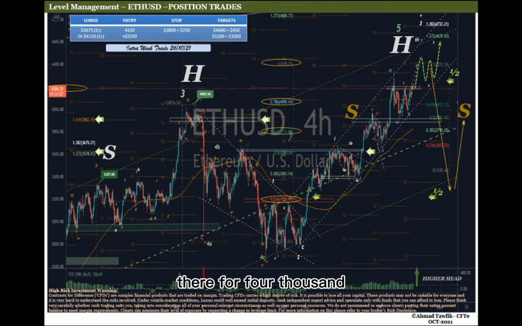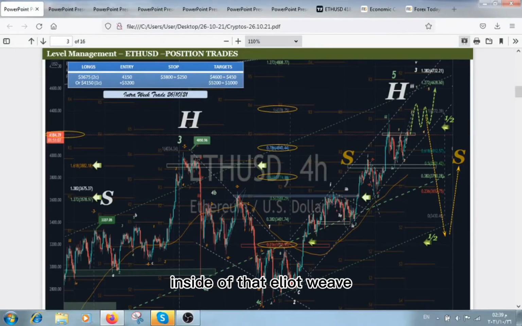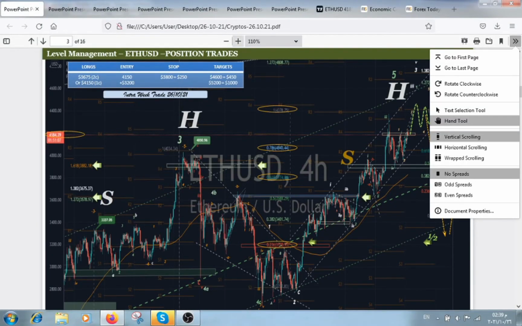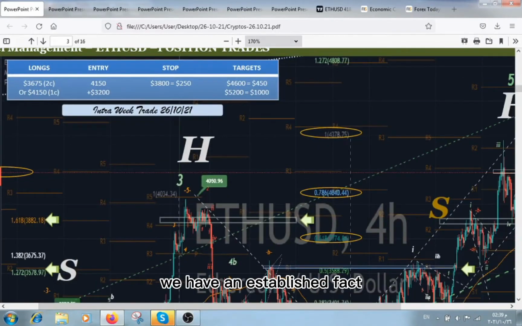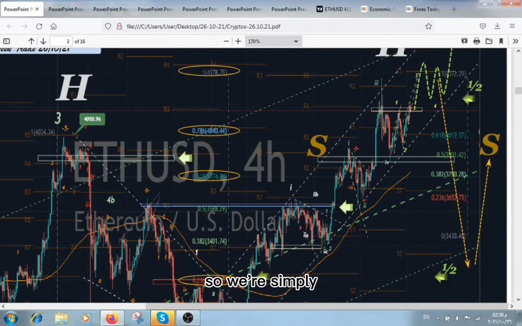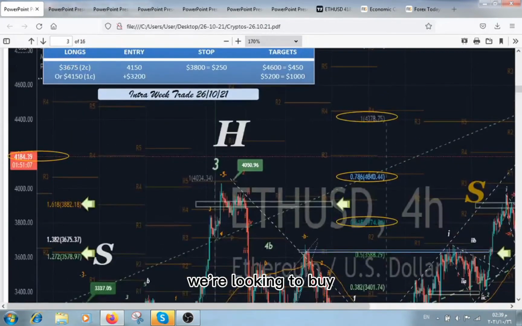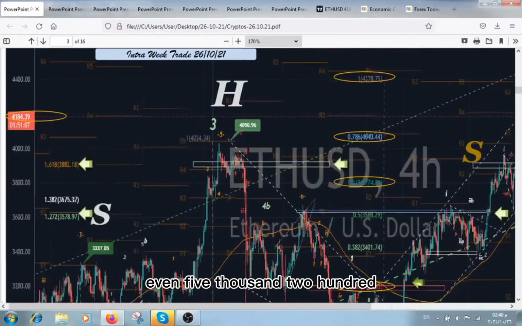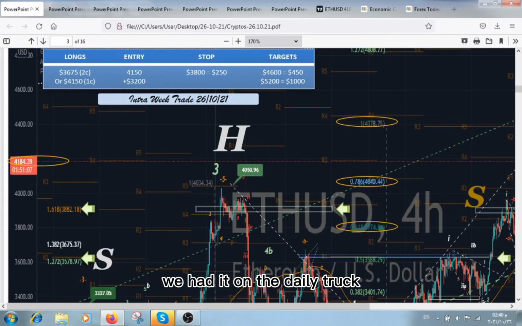We would want to buy therefore at 4,150 because we expect that retracement. We're going to take this down to the 15-minute time frame, shorter term time frames, to see the exact build up inside of this inverted head and shoulder structure that we're showing here. Very small head and shoulder structure inside of that Elliott wave, but we would consider that we have an established fact that the markets will be moving higher, so we're simply buying at the neckline. We're looking to buy at 4,150, take it all the way to 4,600, maybe even 5,200. Remember this projection, we had it on the daily chart.